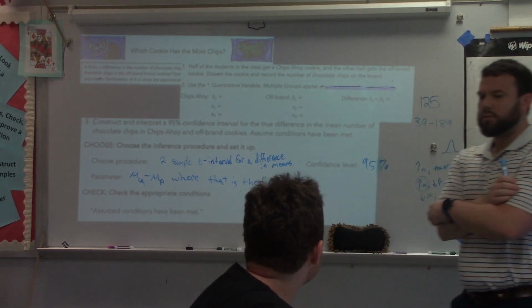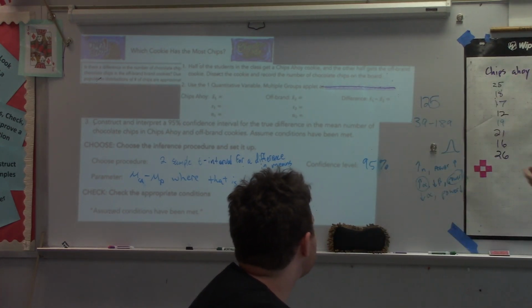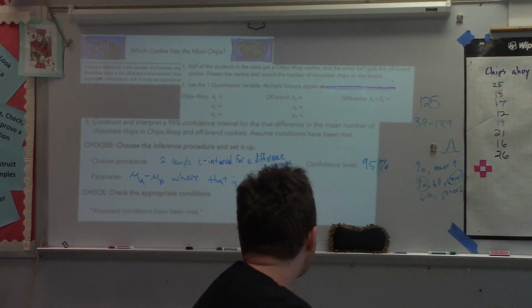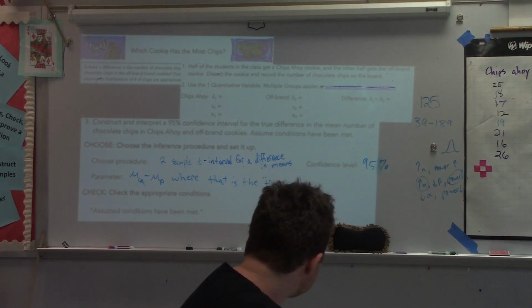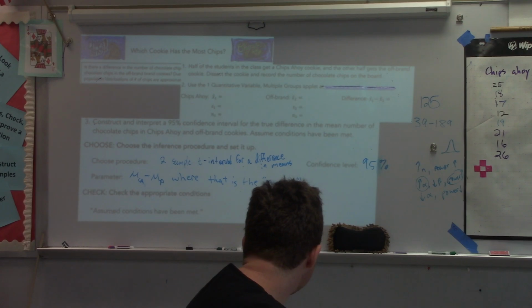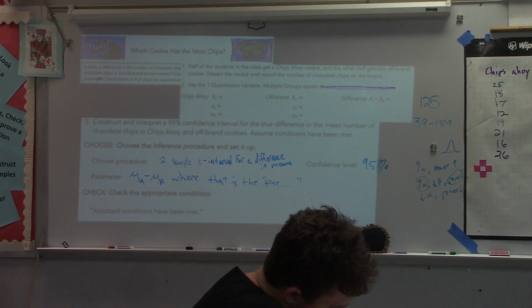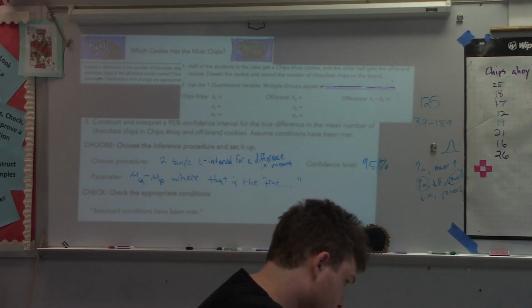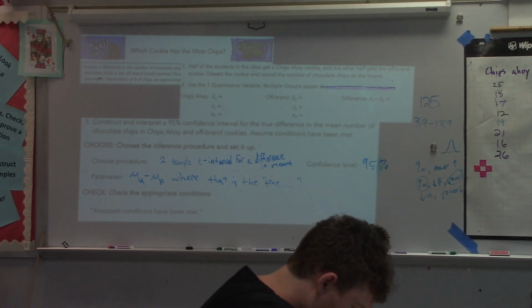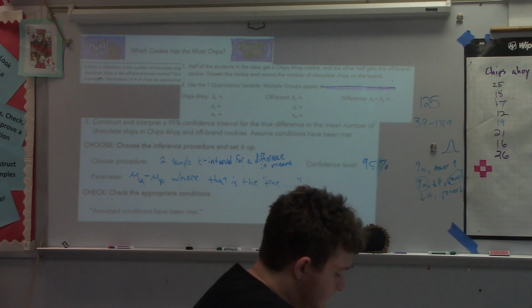Like on the test? I would still write more with it, but yes, that can count as context if it makes sense for the problem. So it says assume conditions have been met. Which conditions are those?